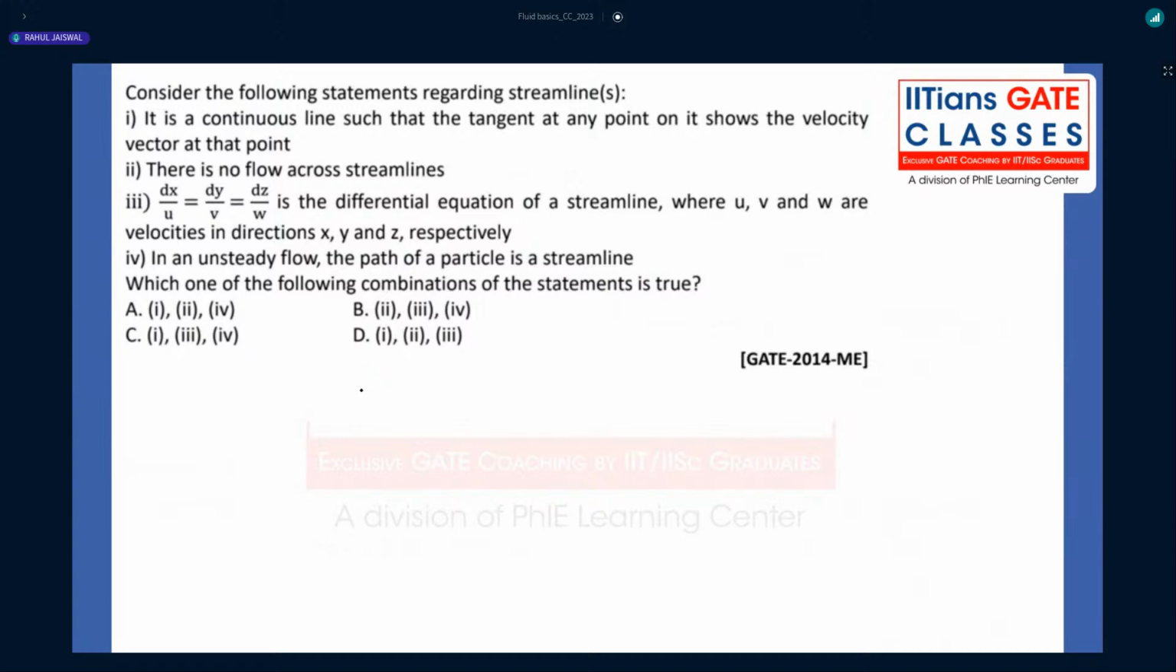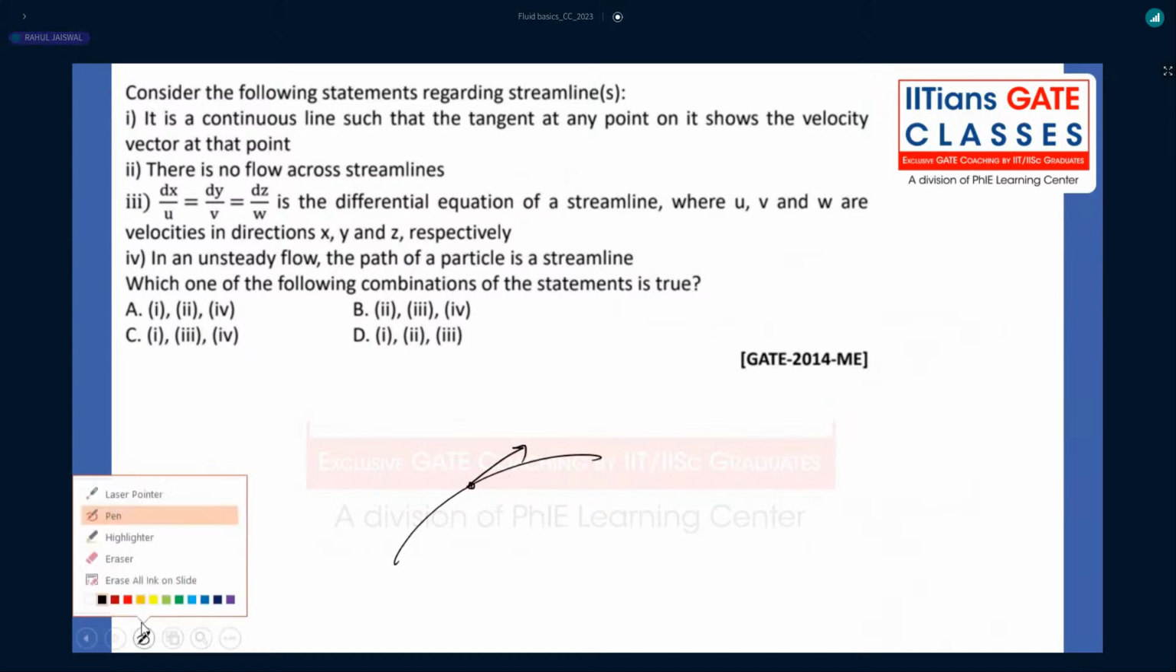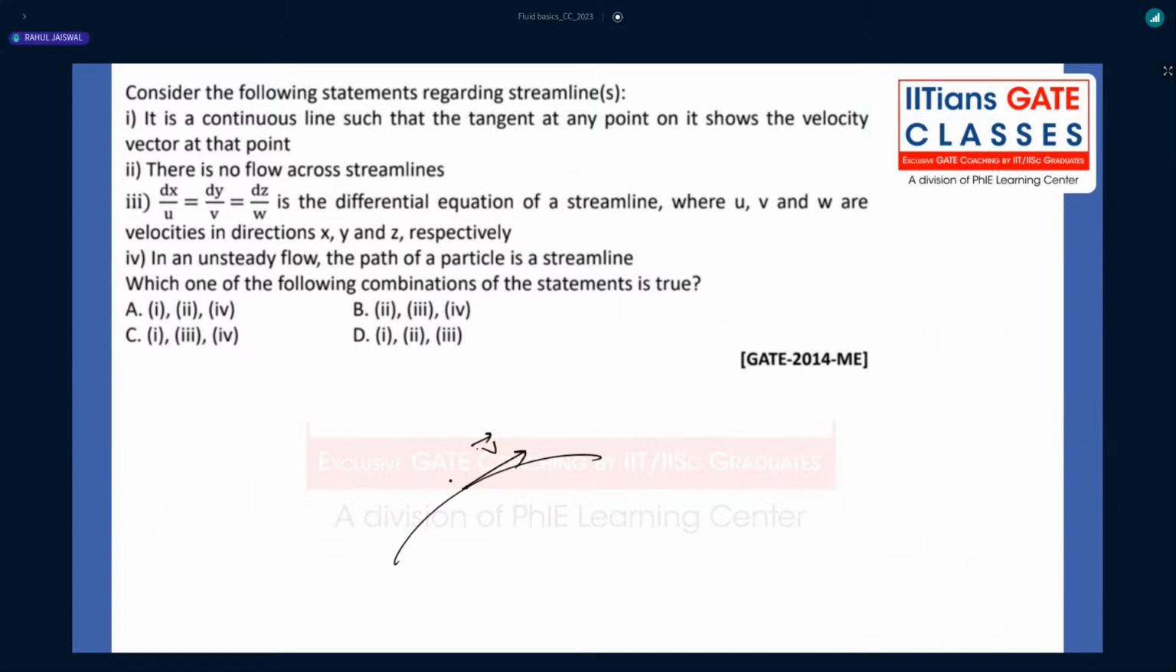It is a continuous line, such that when you draw the tangent to this streamline, not exactly like this, when you just draw the tangent, it will show the what? Velocity vector at that point. Vector means what? Magnitude and direction. It will not give the reading of magnitude. It will give the reading of what?